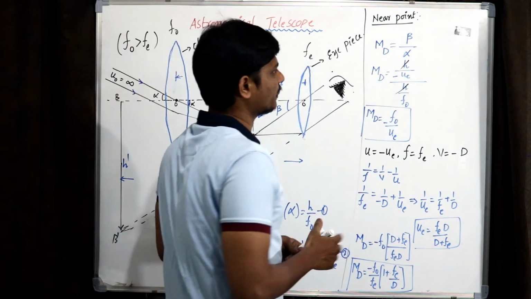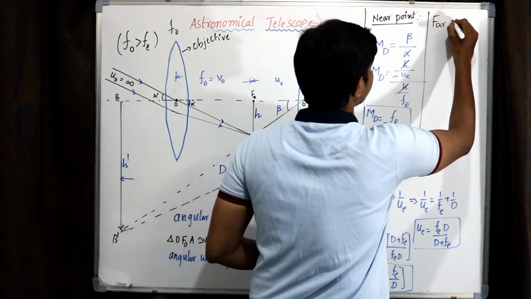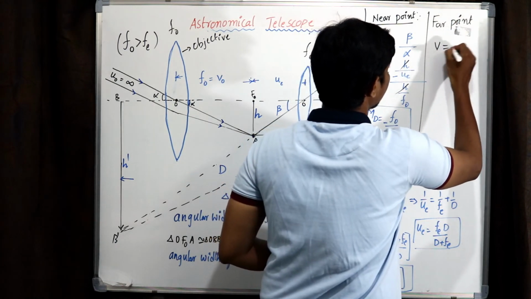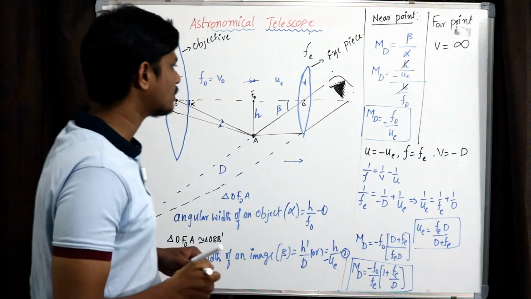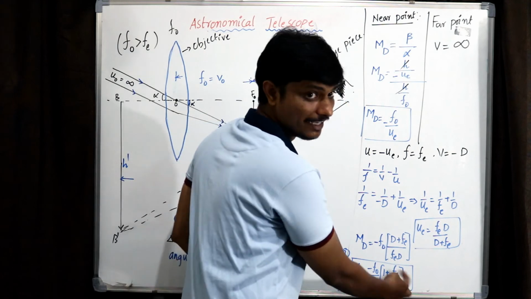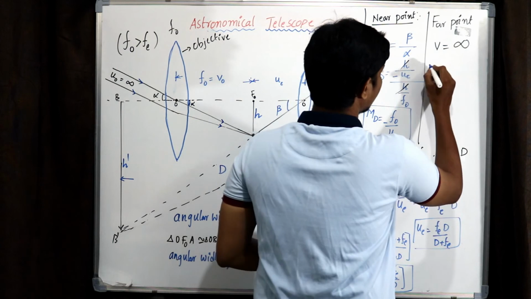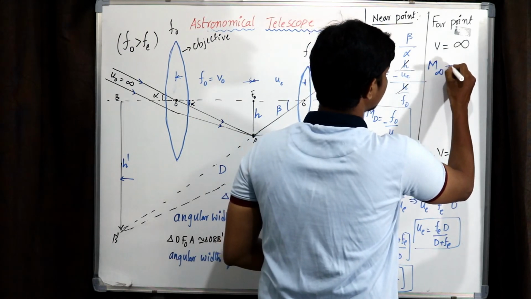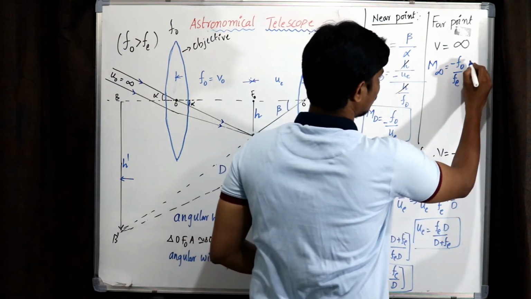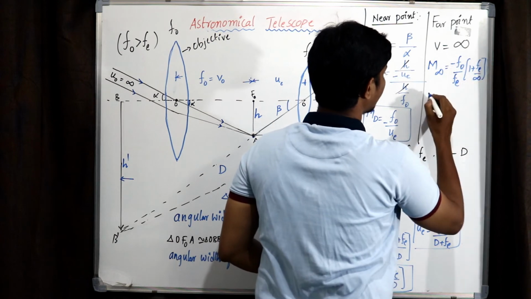What about the far point? I will write here, far point. Far point means what? The image distance will be at infinity. The final image formed by the eyepiece will be at infinity. That means the D value will be infinity over here now. This formula only we can modify: the magnification produced at infinity distance is equal to minus f0 by f_e into 1 plus f_e by infinity.